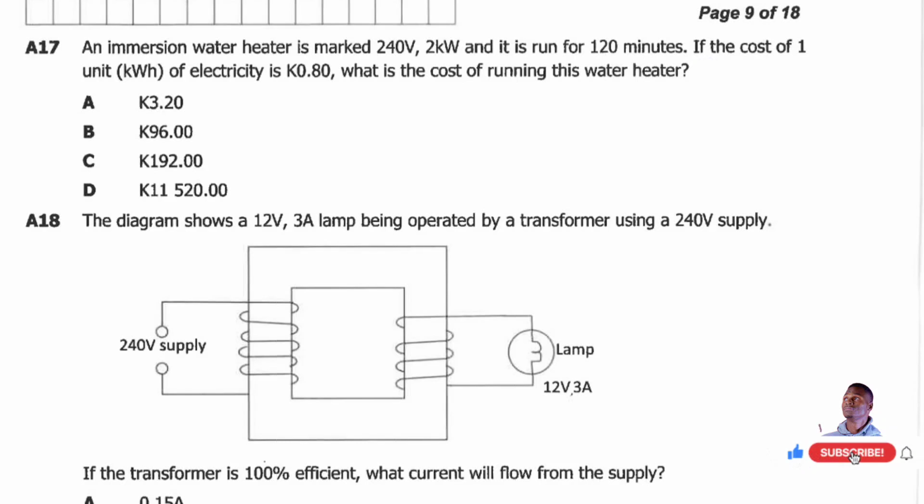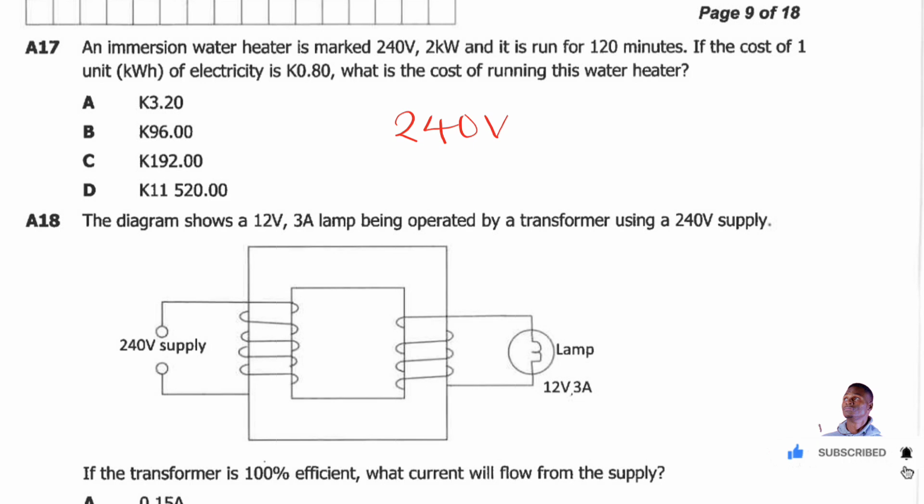Question 17. An immersion water heater is marked 240 volts, 2 kilowatts, and it runs for 120 minutes. If the cost of 1 unit, which is kilowatt hour, of electricity is 0.8 kwacha, which is just 80 ngwe, what is the cost of running this water heater?